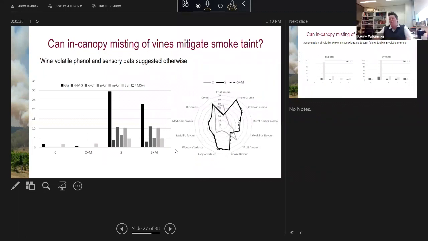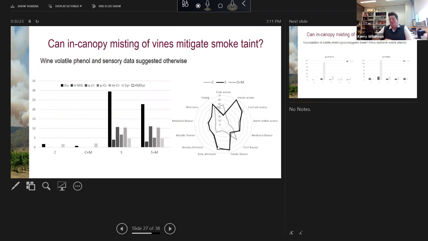Unfortunately, by the time we got through to a wine outcome, there was no statistically significant difference between the concentrations of volatile phenols in our smoke-affected wines and our wines that came from the smoke and misting treatment. And then when we looked at sensory analysis, the grey line is our control wine, so low levels of these smoky aromas and flavours, and the dark line and the dotted line are our smoked and our smoked plus misting wines, and we can see that they've both got very similar intensities of smoky cold ash aromas and flavours and that drying ashy aftertaste. So unfortunately it looks like the misting hasn't had any effect at all.